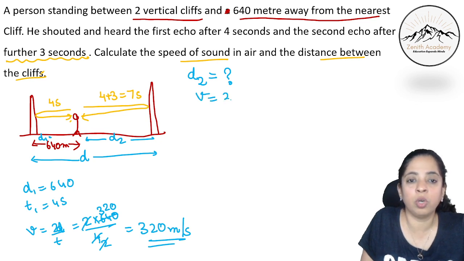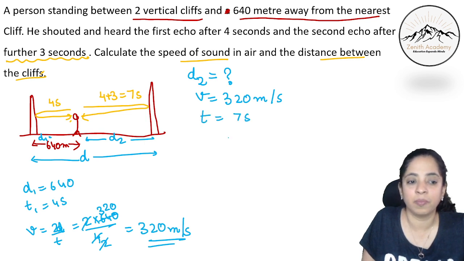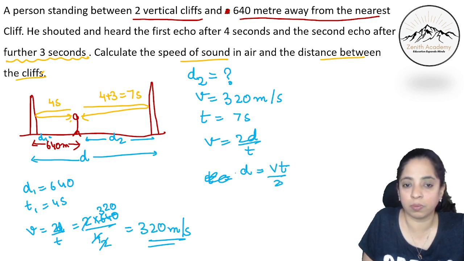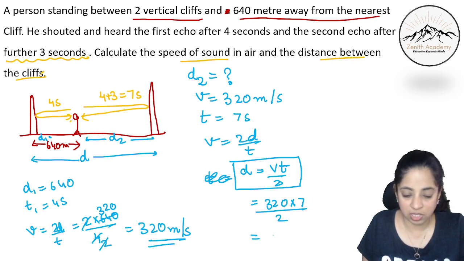So velocity is known to us as 320 meter per second, time is known to us as 7 seconds. We know the formula also, velocity is 2d by t, so distance will be equal to vt by 2. Write the formula, put the box. So distance will be, velocity is 320, time is 7 seconds upon 2. So you find out the distance, 320 into 7 upon 2, it will be 1120 meters.